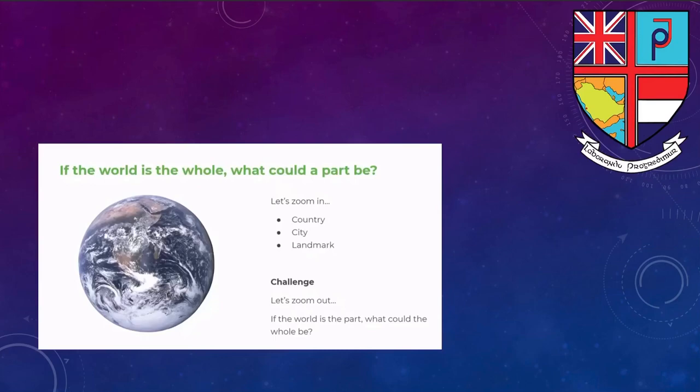You can go further and say that the Earth is one part of the galaxy, the Milky Way, or even further, the universe. So these are just one part of a whole. Like one slice of a pizza as well. The whole pizza, and you've got one slice.